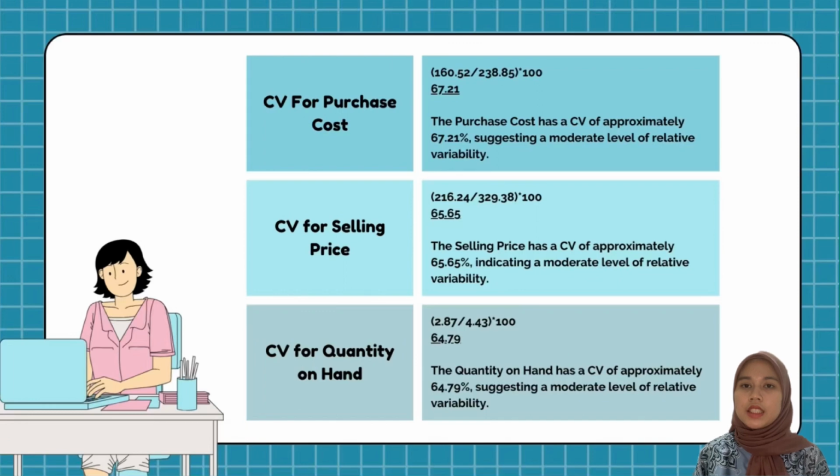Coefficient of variation is the ratio of the standard deviation to the mean. The higher the coefficient of variation, the greater the level of dispersion around the mean. So, with the help of the descriptive statistic table, we can find the coefficient of variation as above.